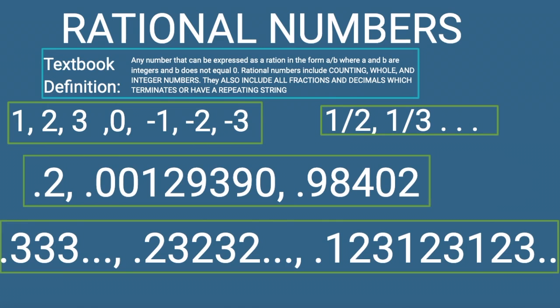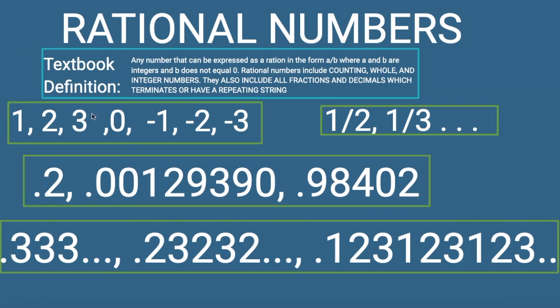Now rational numbers. This is a pretty big group. The textbook definition is very confusing. It's any number that can be expressed as a ratio in the form of a over b, where a and b are integers and b does not equal 0. Rational numbers include counting, whole, and integer numbers. They also include all fractions and decimals which terminate or have a repeating string. That might be very confusing to many people, but that would basically be the group that is rational numbers.